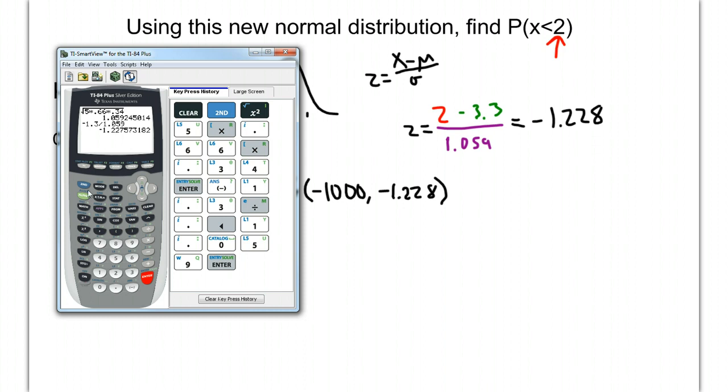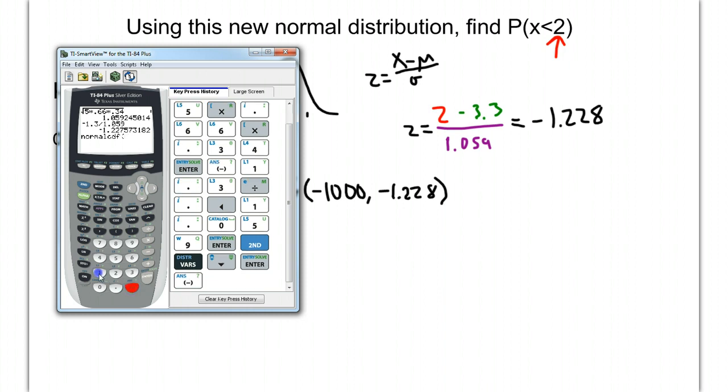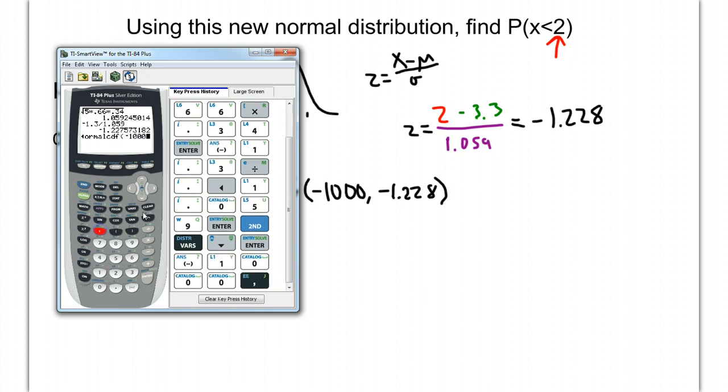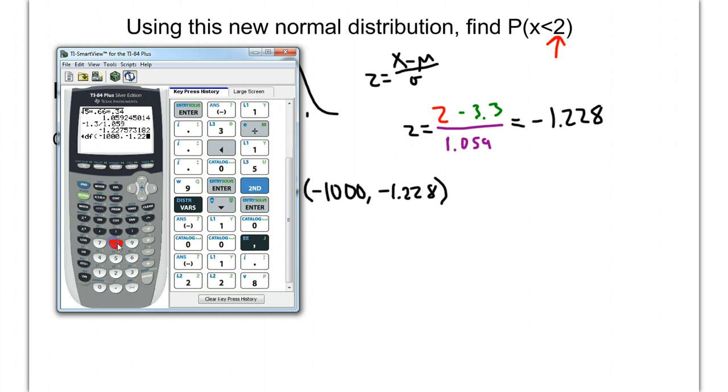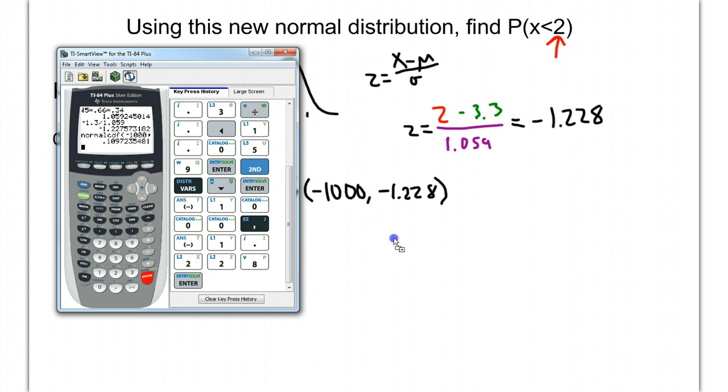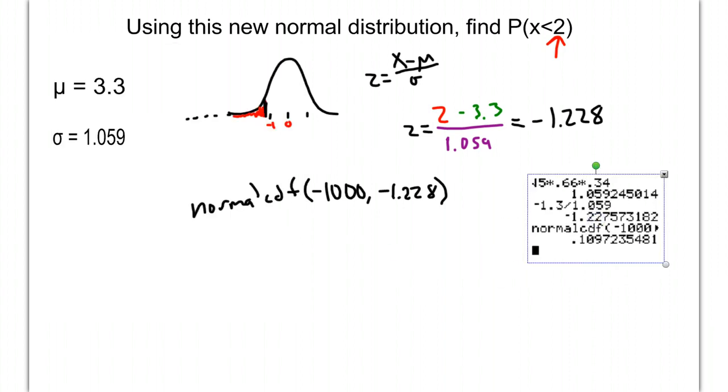And again, as a refresher here, we go to second vars for our distribution. Normal CDF is the second one down. And we're going to type in our two z-score values that we have, negative 1,000 and negative 1.228. If you hit enter, you're going to get your probability. So the area under the curve is 0.110 if we round it off to 3 decimals. And that's our answer. The probability that x is less than 2 is going to be 0.110.